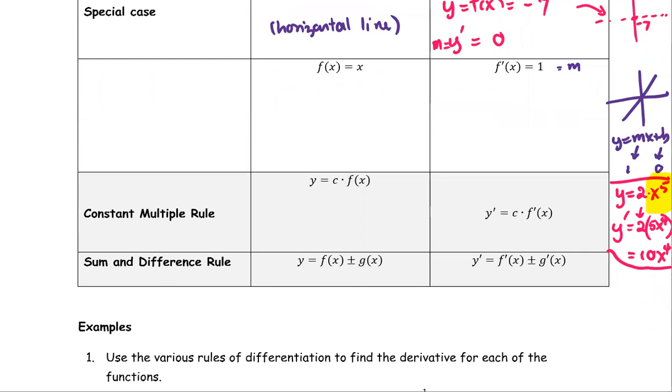And the last rule is called the sum and difference rule. If you add or subtract two functions, for the derivative you can treat them the same way. You can add them, you can subtract them as well. For example, if you have y equals x to the fifth plus x, then y prime is going to be the derivative of x to the fifth, which is 5x to the fourth, plus the derivative of x, which is 1.